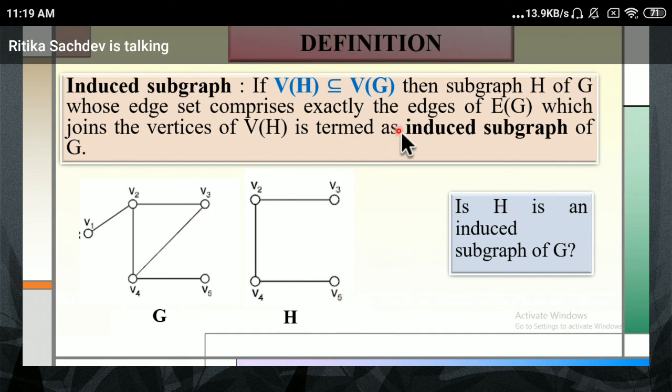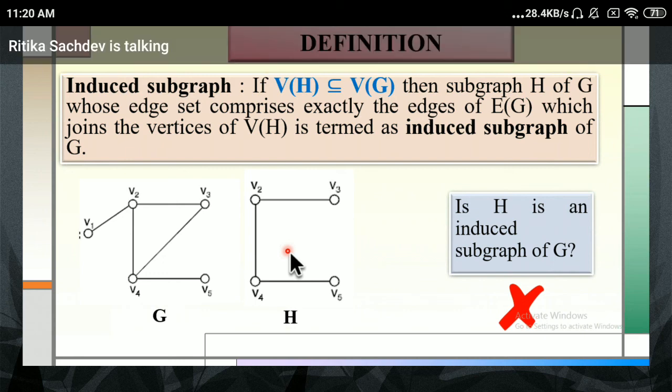The reason for that is what we said in the definition. A subgraph H of G, whose edge set comprises exactly the edges of EG which join the vertices of VH. So if I have to induce something from G to H, then leaving V1, all the other vertices should have the same form. So V2 should be connected to V3 and V4. V3 should be connected to V2 and V4. And V4 should be connected to V2, V3 and V5. But in this case, I see that V3, V4 is not connected. So if V3, V4 is not connected, I will not call it an induced subgraph.